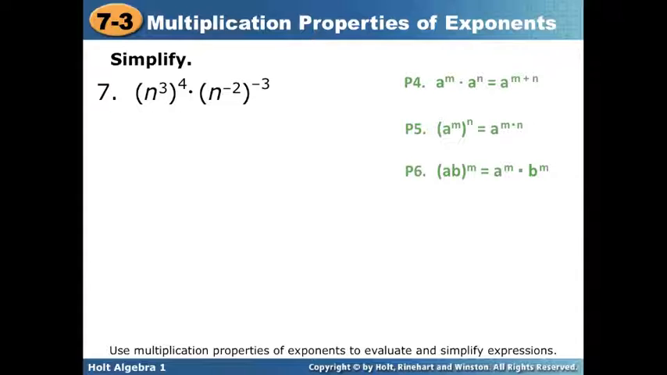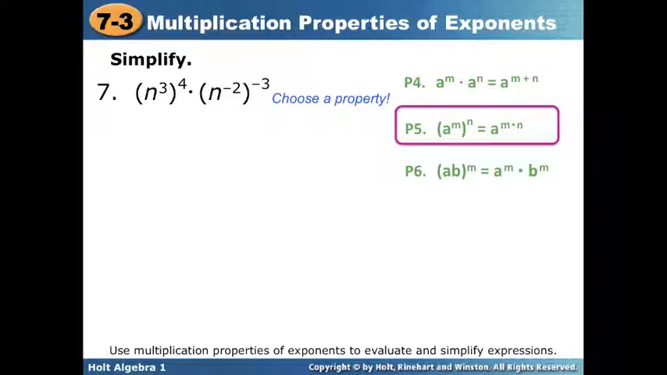Example number 7. We have n to the 3rd to the 4th times n to the -2 to the -3rd. Take this problem one step at a time. Notice first you're going to need to use property number 5. A power to a power you multiply. So 3 times 4 and -2 times -3 gives us n to the 12th, n to the 6th.